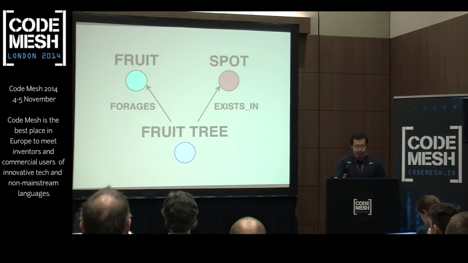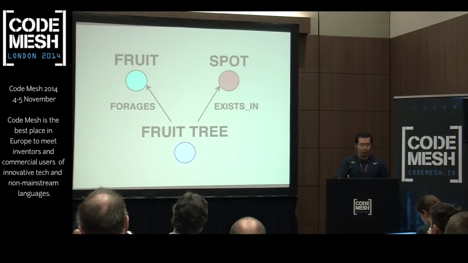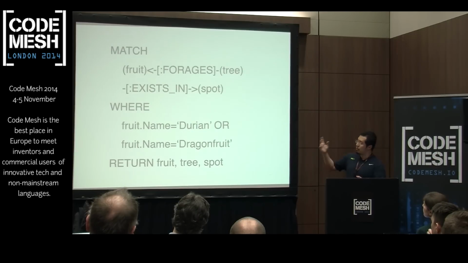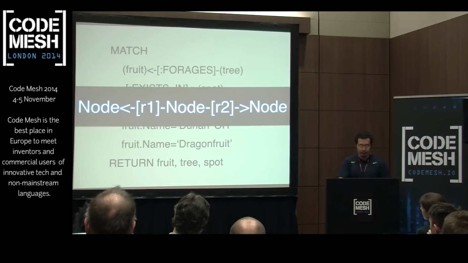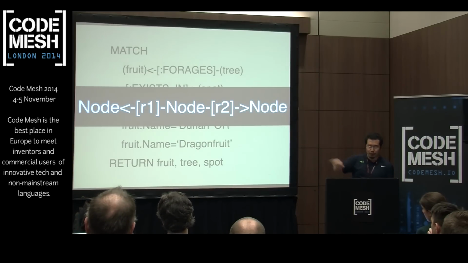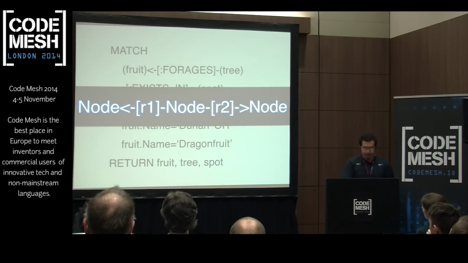how scarcely available are fruits such as durian and dragon fruit? We know both are exotic fruits that only exist in warmer climates than here. To find out, we can write something along this line. Like the first example, we can pattern match against the relationship between three different nodes on either side of this node in the middle, with two different types of relationships, using the same notation that we saw earlier.